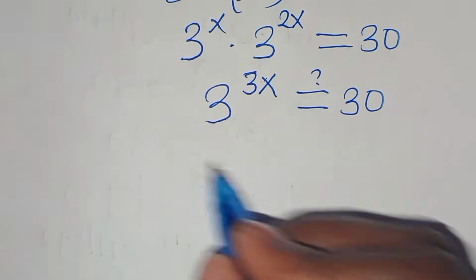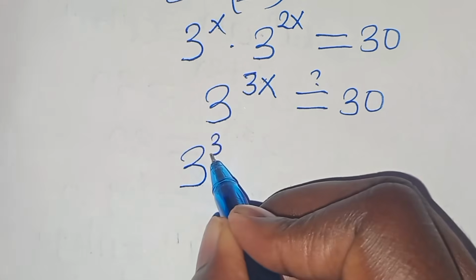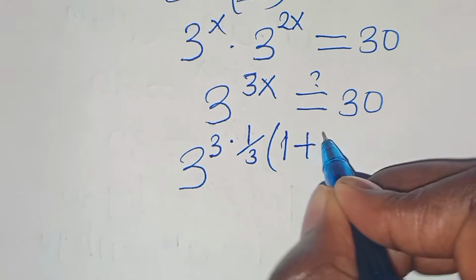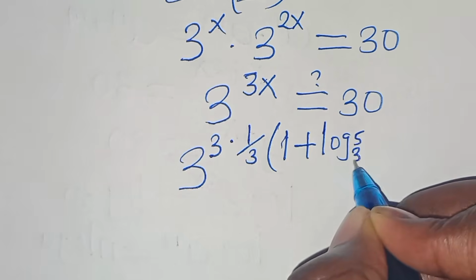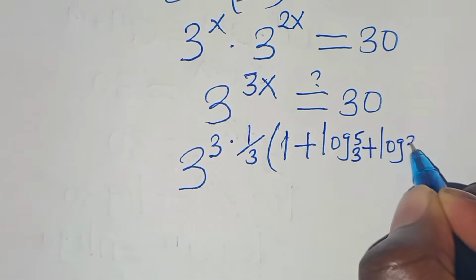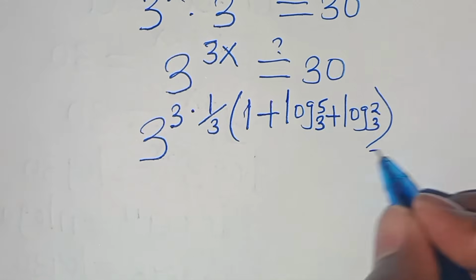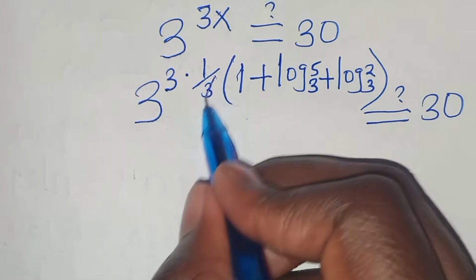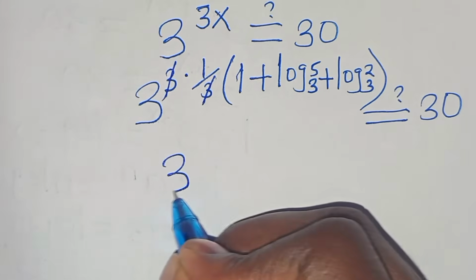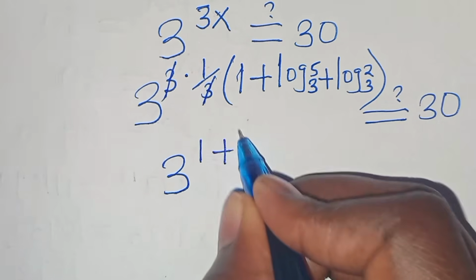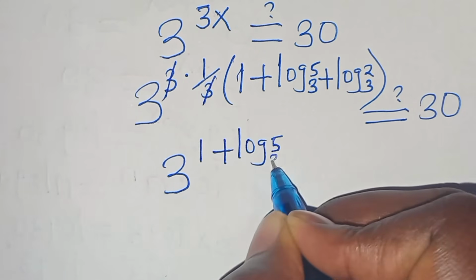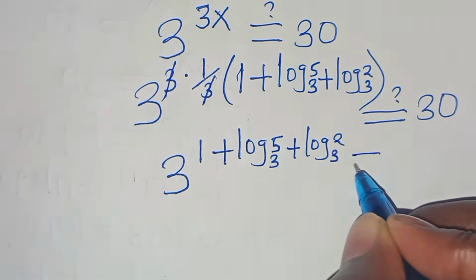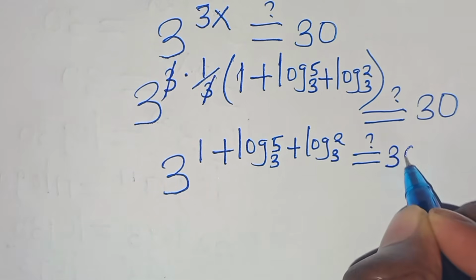Let's substitute x here so that we have 3 to the power of 3 multiplied by x, which is 1 over 3, into the parentheses: 1 plus log 5 to base 3 plus log 2 to base 3. This should give us a value of 30. Now let's simplify here. 3 and 3 simplify so that we have 3 to the power of 1 plus log 5 to base 3 plus log 2 to base 3. This is supposed to give us a value of 30.